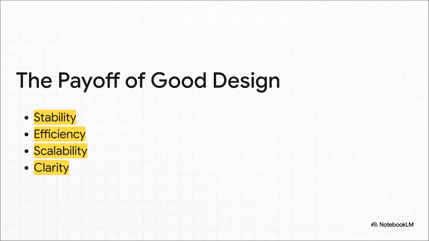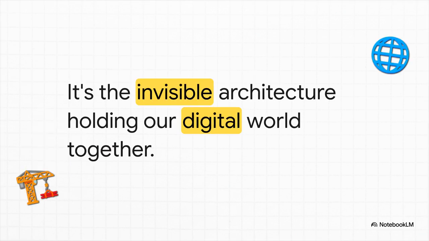It gives you stability, which means your data stays accurate and doesn't get corrupted. It creates efficiency, so you can find the info you need in a split second. It gives you scalability, making it so much easier to grow and add new features down the road. And maybe most importantly, it gives you clarity, so anyone who works on the system can actually understand how it all fits together. And really, that's what database design is.